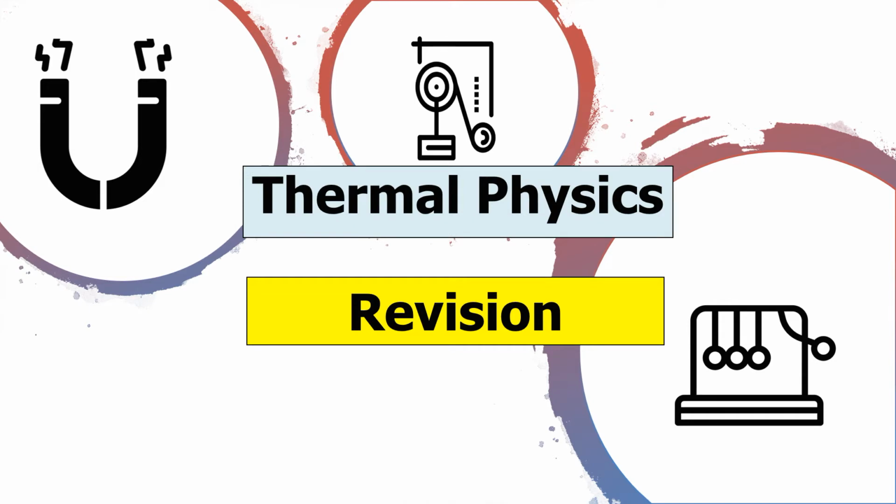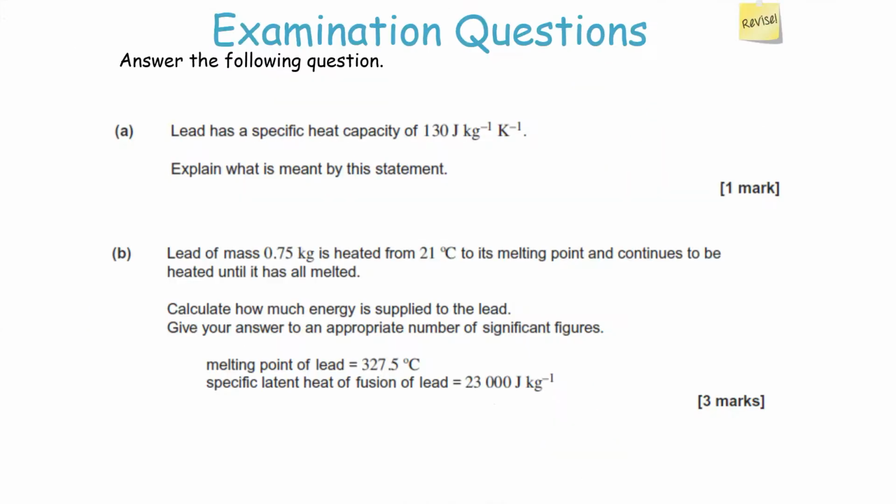So the first topic we're going to look at is thermal physics. So look at the following question. Lead has a specific heat capacity of 130 joules per kilogram Kelvin. Now explain what is meant by this statement. And then lead of mass 0.75 kilograms is heated from 21 degrees Celsius to its melting point and continues to be heated until it all has melted. Calculate how much energy is supplied to the lead and give your answer to an appropriate number of significant figures.